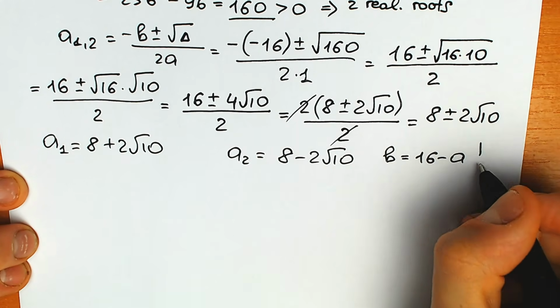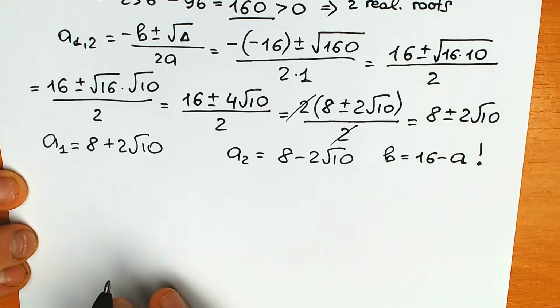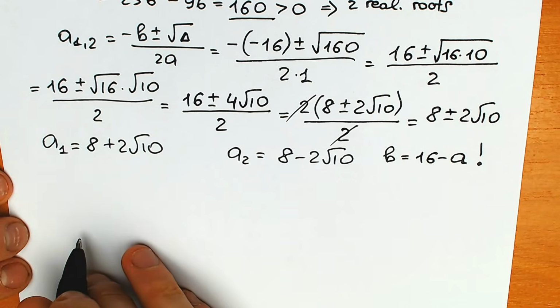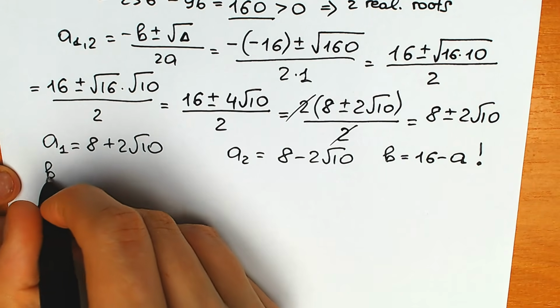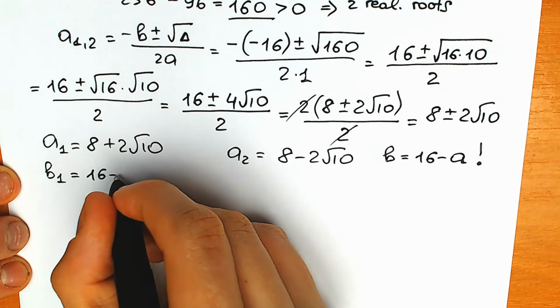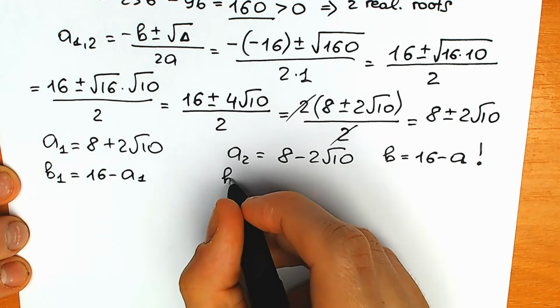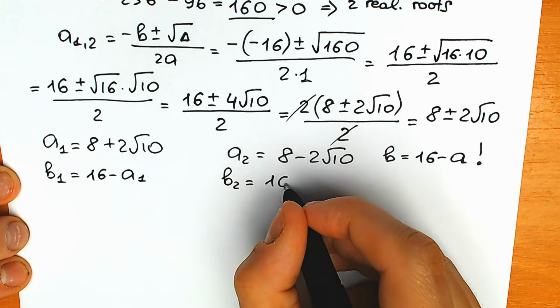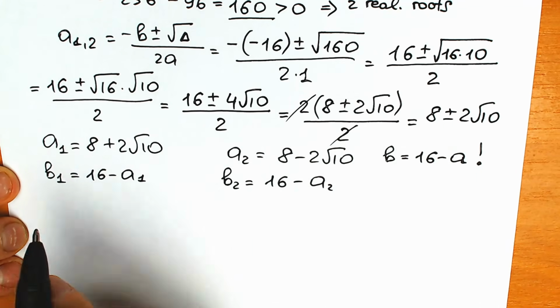This is our expression from the beginning, 16 minus a. So that's why we need to solve for b first equal to 16 minus a first, and b second equal to 16 minus a second. So let's solve it, for example, for b first.